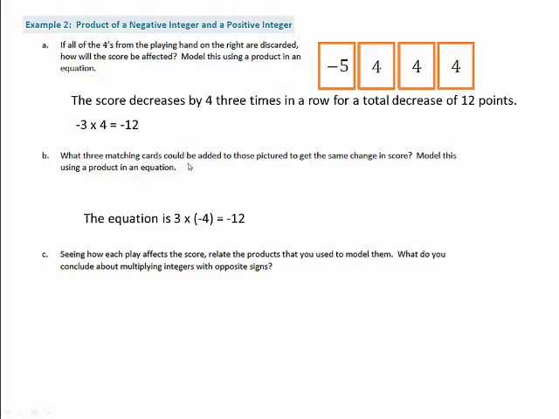Part B says what 3 matching cards would be added to this picture to get the same change in score. Well, here's the equation from above. 3 times negative 4 is negative 12. And I could say to get the same change in score, I could add 3 negative 4s. So if I took 3 more cards and they were all negative 4, I would still decrease my score by 12.